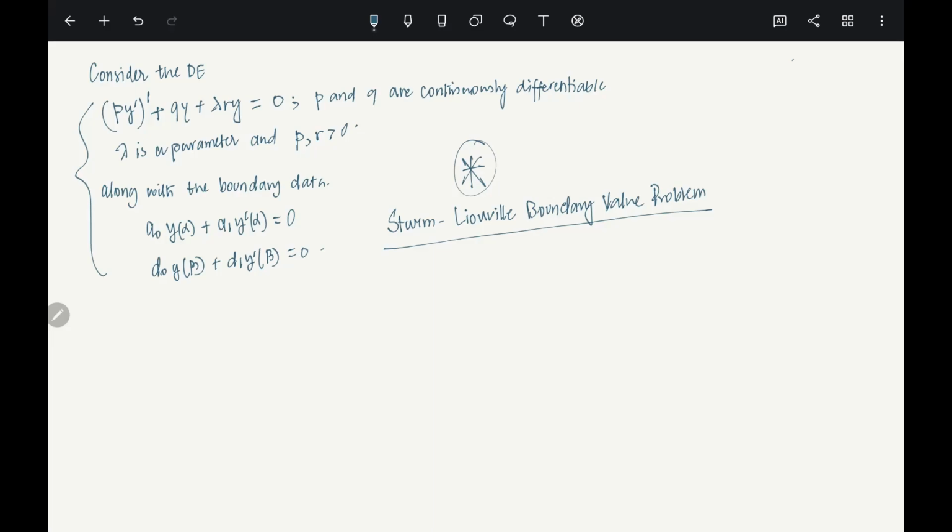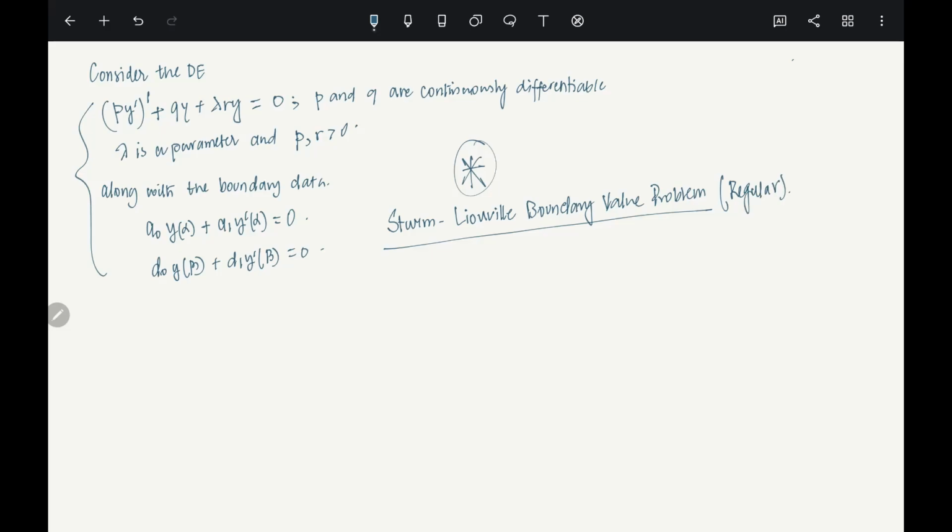Please remember, this is the data which we have considered: p, q, and the interval I is alpha beta. So this is of course a regular boundary value problem. It is also called a regular Sturm-Liouville boundary value problem, because this is regular boundary data, which we already know.